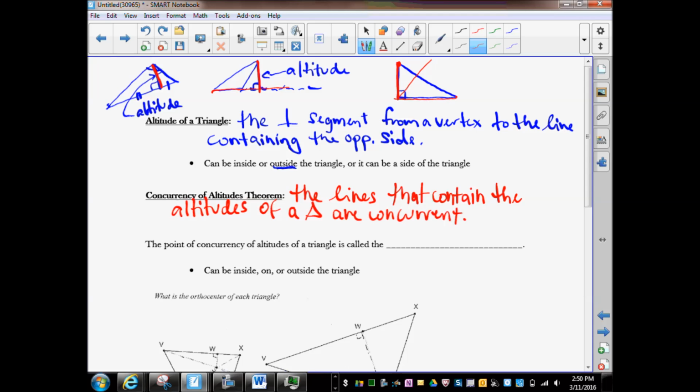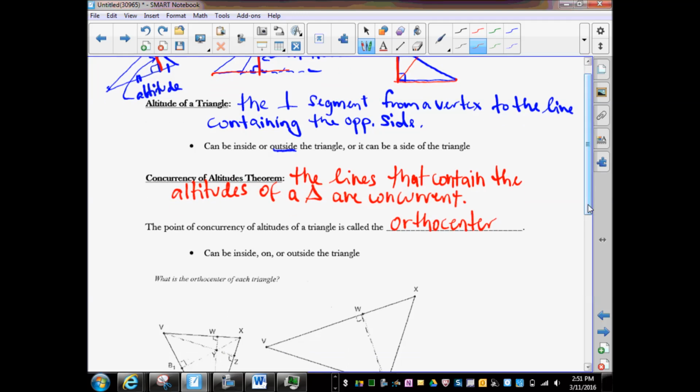And guess what that point of concurrency is called? Orthocenter. And again, our orthocenters can be inside, on, or outside the triangle. So again, orthocenter is where they all meet at one point. And since my altitudes can be outside, in, or on, so can my orthocenters.